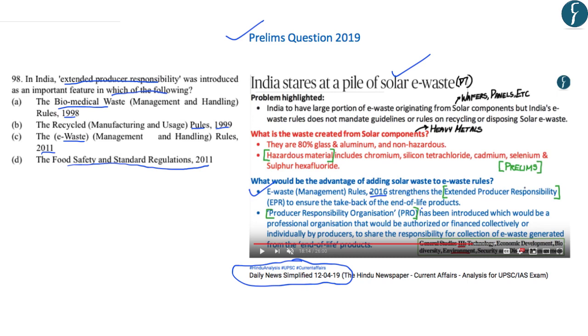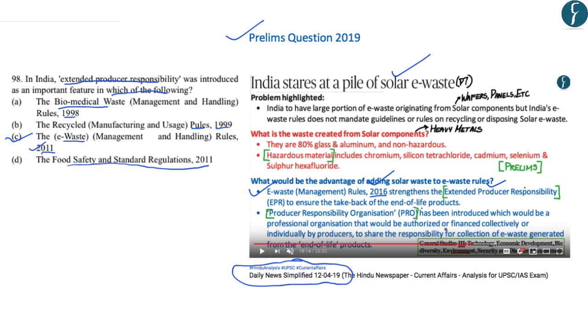Now, these E-Waste Management Rules of 2016 are an improvement over the existing 2011 rules. And this EPR was already introduced in the 2011 rules, and the 2016 rules aim at strengthening these extended producer responsibility rules. And that is why the correct answer here was option C, that is, the E-Waste Management and Handling Rules 2011 provided for extended producer responsibility.